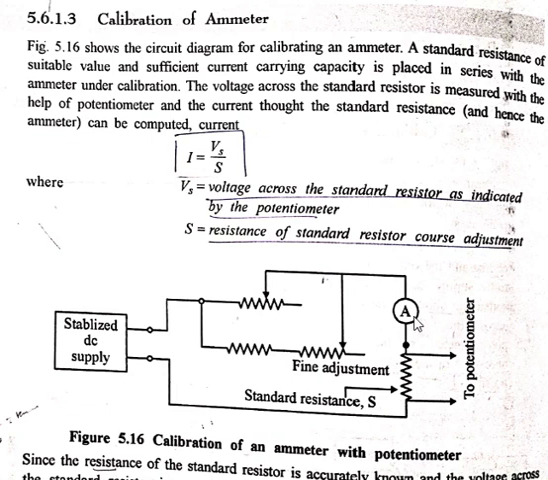Now, the computed value of this I and the indicated value of this ammeter should match. Whenever the computed value and the value indicated by this ammeter match, or are equal, our ammeter gets calibrated to its accurate value, and it is ready to use in other applications also. So this is how we calibrate an ammeter using a potentiometer.